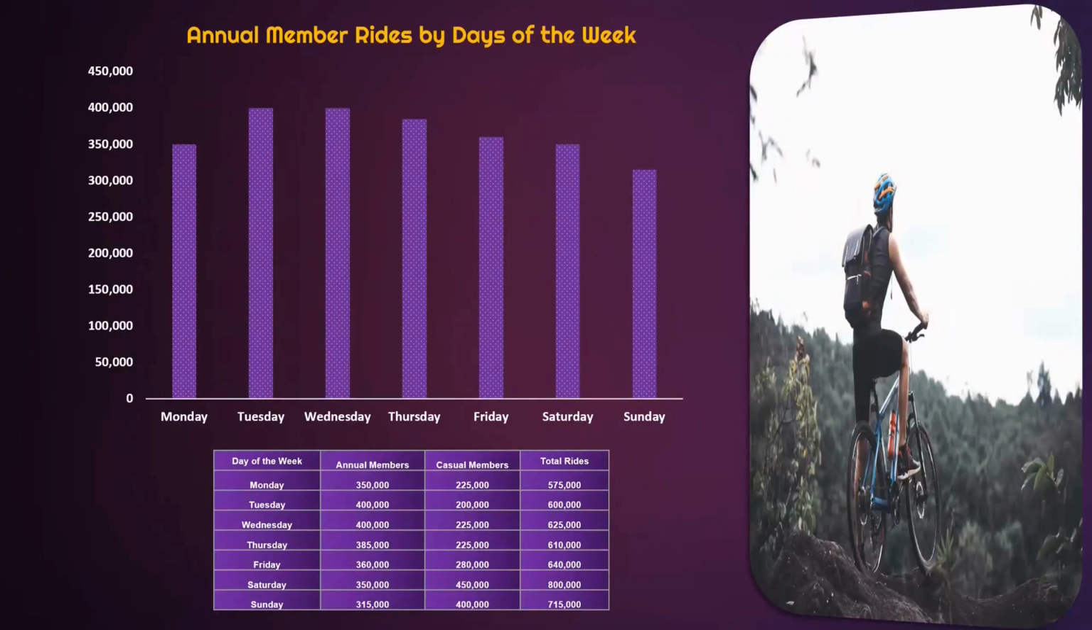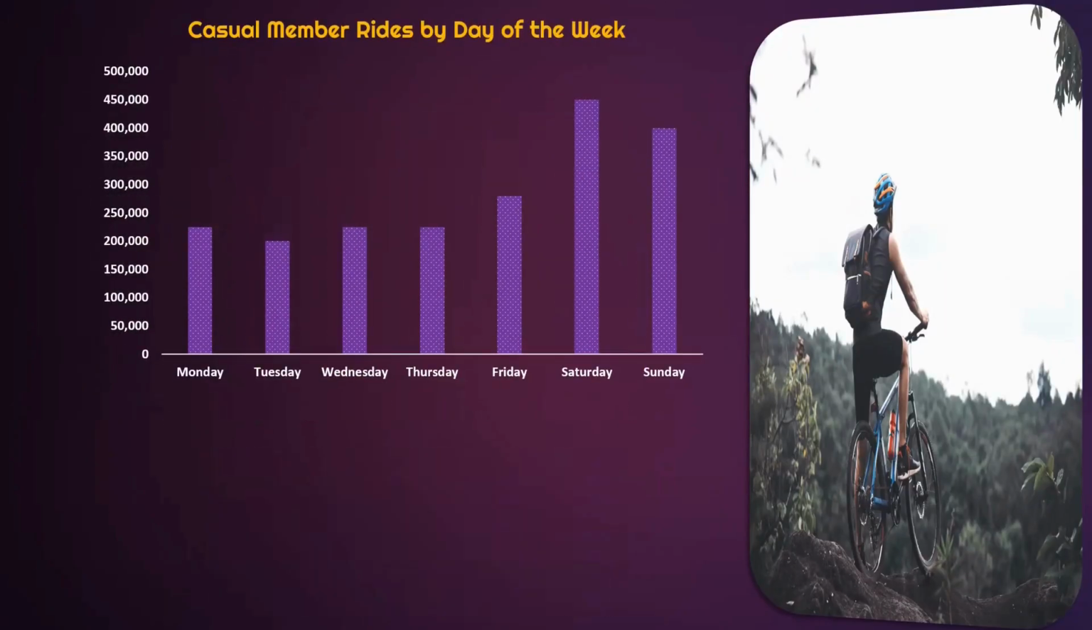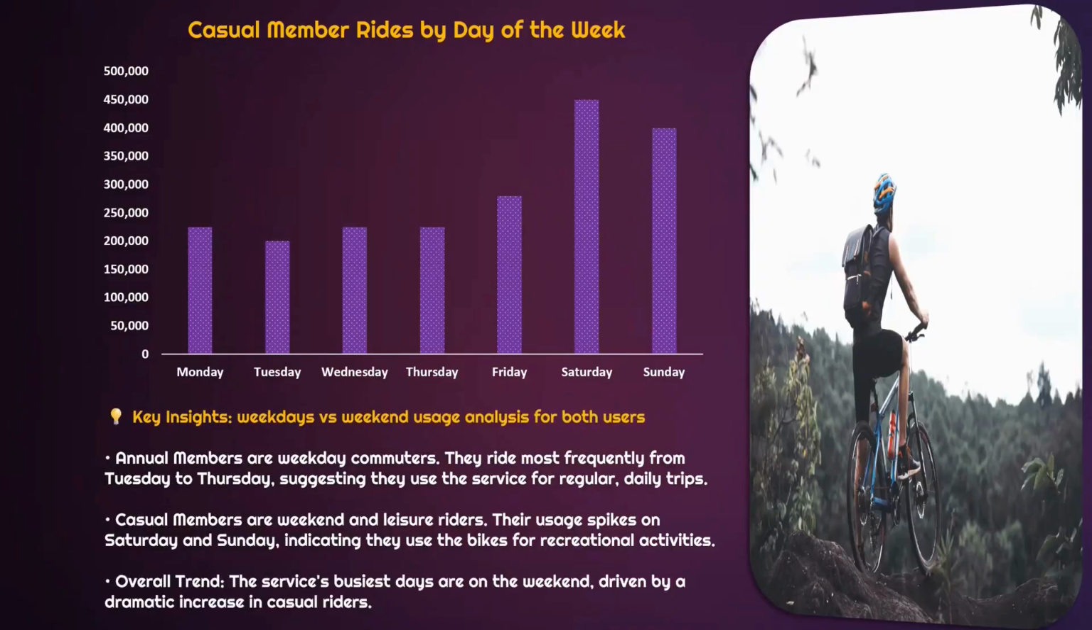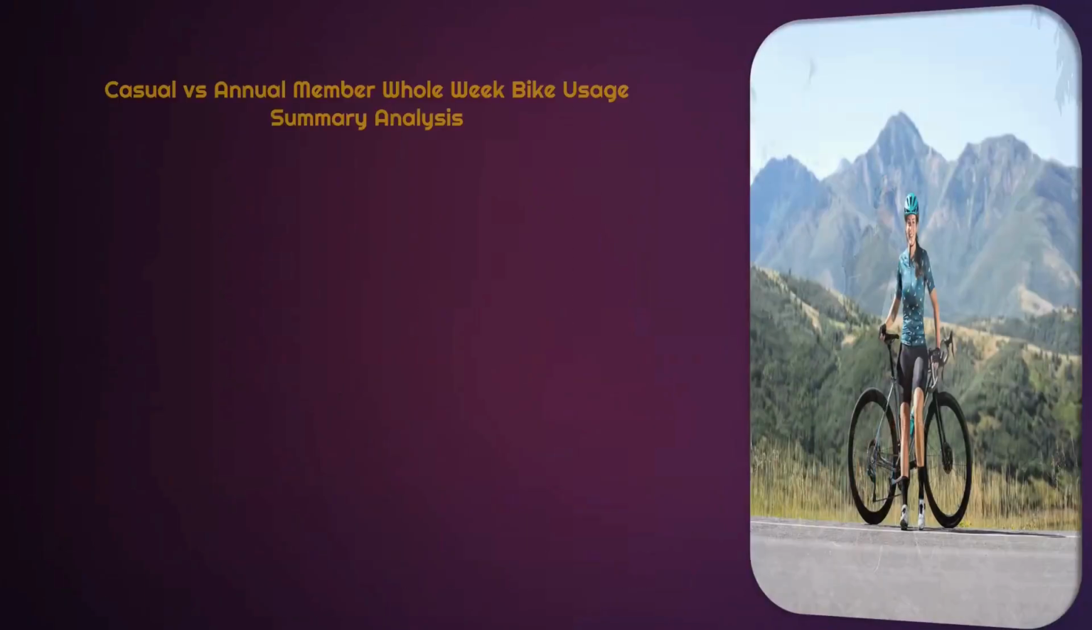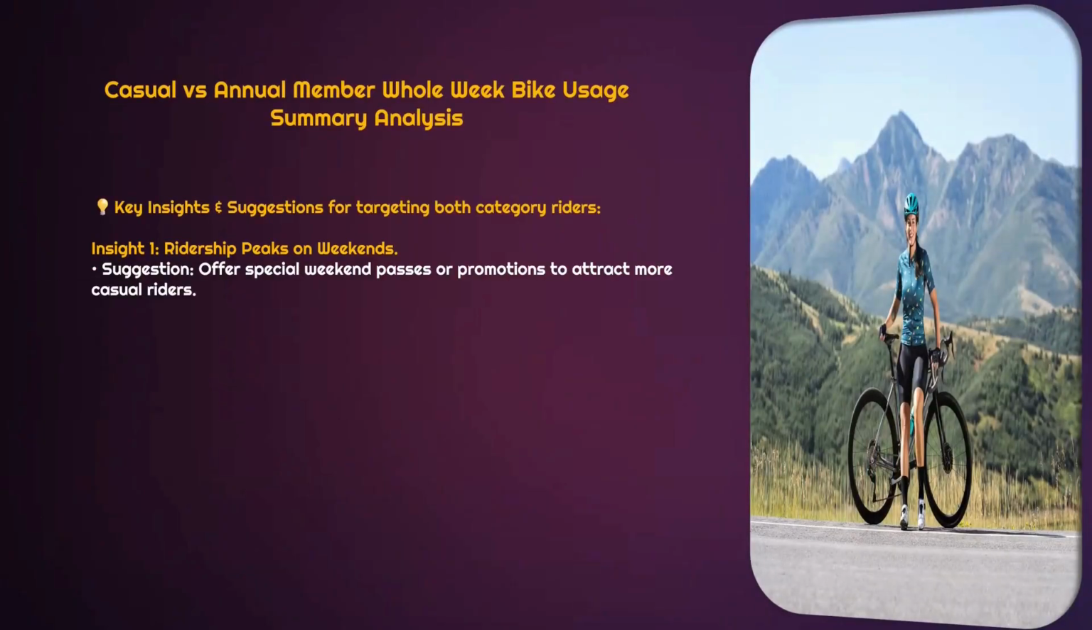Now I have done the same process for annual member rides by days of the week, as you can see, from Monday to Sunday, and for casual members as well, from Monday to Sunday. And the key insights with suggestions are: number one, ridership peaks on weekends, which means for casual riders, we can offer special weekend passes or promotions to attract more casual riders.